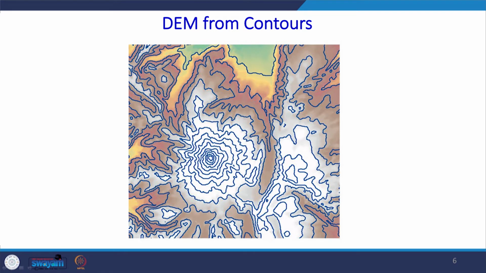One of the inputs, a very important input to the DEM, is the contour. As I told you, you can generate the DEM from the contour. The process could be that if you have a topographical map, you scan it, do the vectorization, digitize the contours and use these contours to create the elevation model of the area. But if you have the digital data in the form of contours, one can straight away use it for creating the digital elevation model.